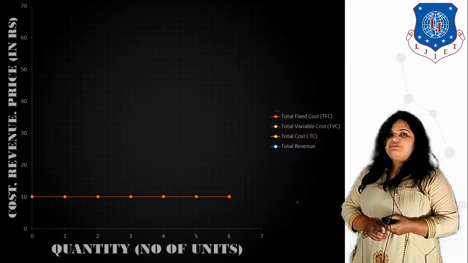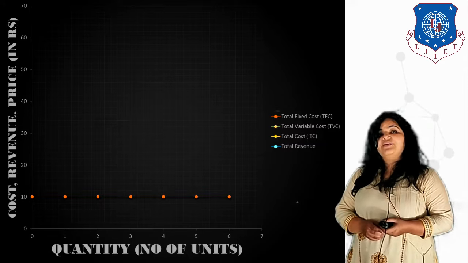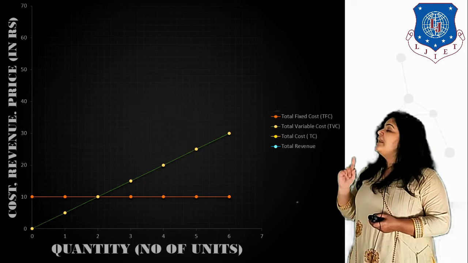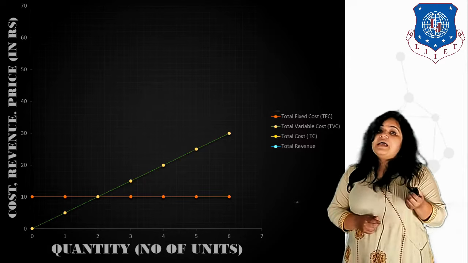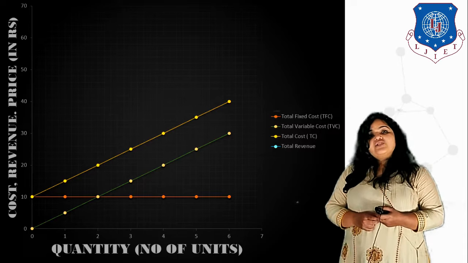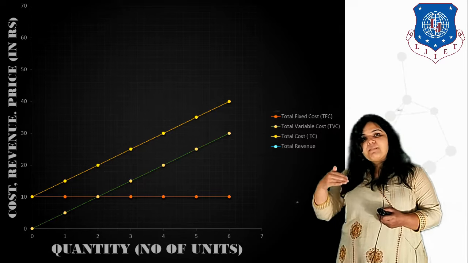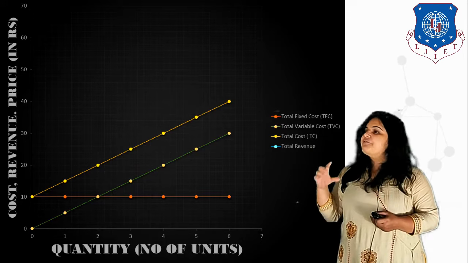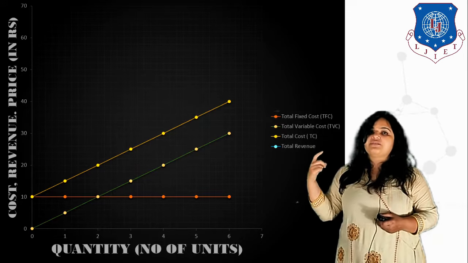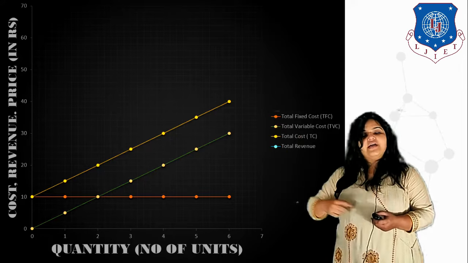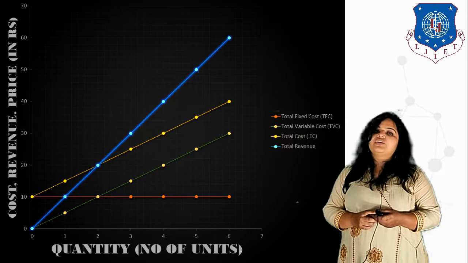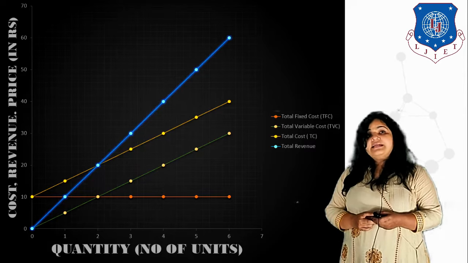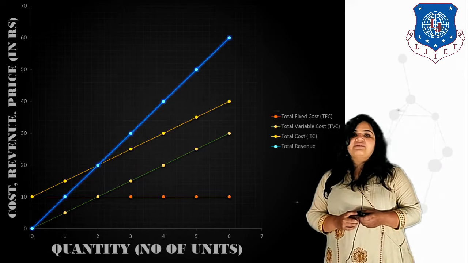This is my total fixed cost, a line which is parallel to x-axis. My total variable cost, which is a line with an increasing or positive slope. My total cost, which is the line which is much above the line of total variable cost, because we add total fixed cost to total variable cost to get the total cost. And finally, the line of total revenue. It is again an increasing line with a positive slope.